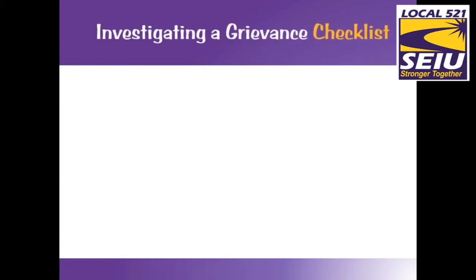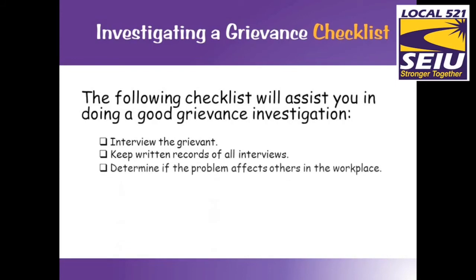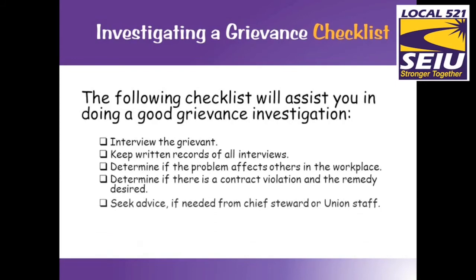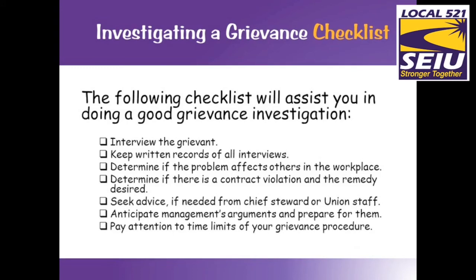Investigating a grievance checklist. The following checklist will assist you in doing a good grievance investigation. Interview the grievant. Keep written records of all interviews. Determine if the problem affects others in the workplace. Determine if there is a contract violation and the remedy desired. Seek advice if needed from a chief steward or union staff. Anticipate management's arguments and prepare for them. Pay attention to time limits of your grievance procedure.